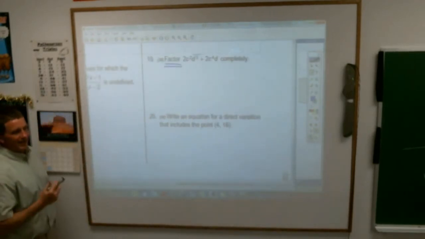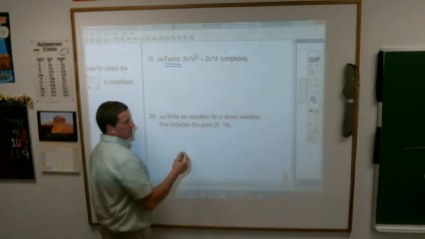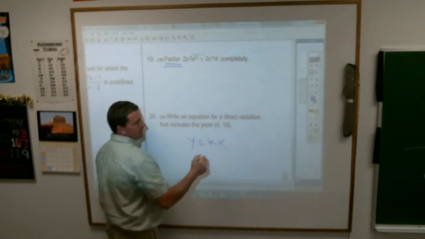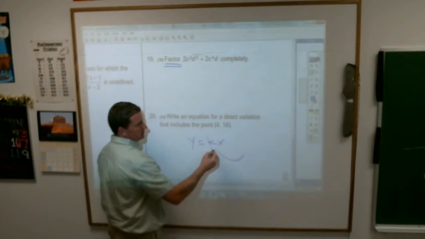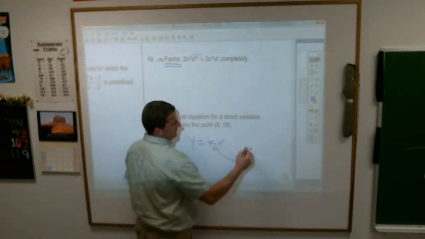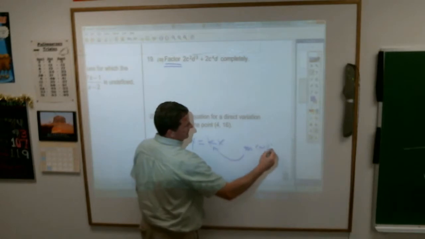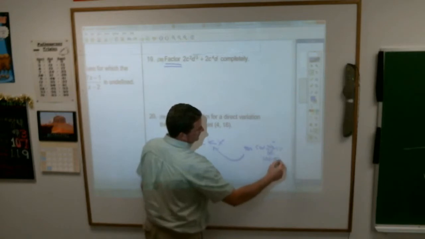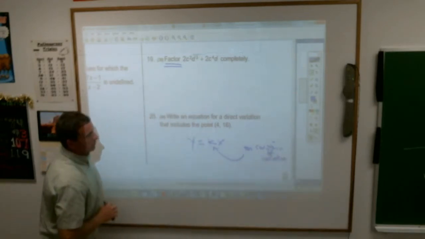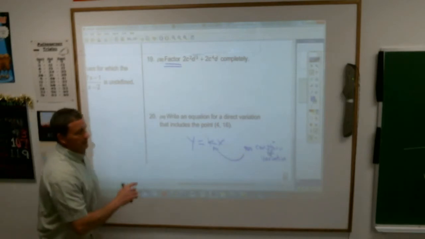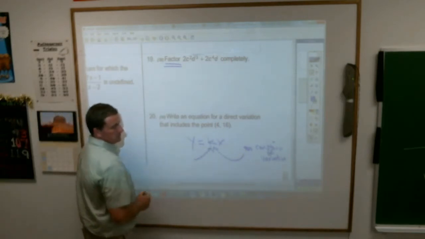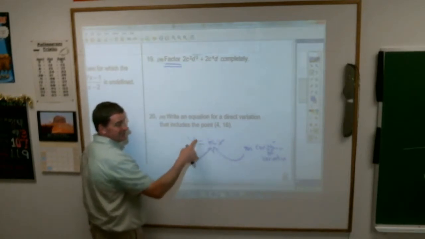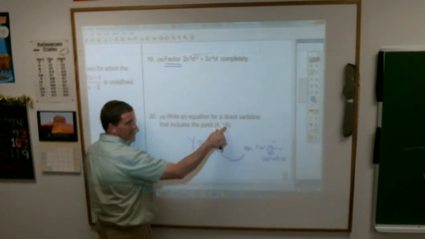Write an equation for direct variation. Direct variation just is this. Y equals K times X, where K is what we call the constant of variation, spelled with a C. Or another way to think about this, what the letter K is: what do you multiply x by to get y? What would I multiply x by to get y?